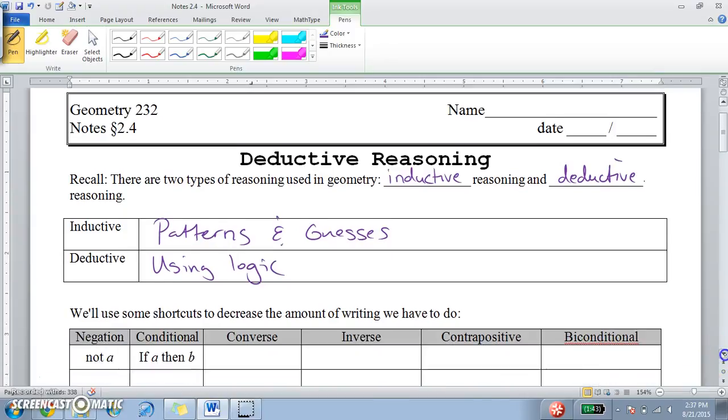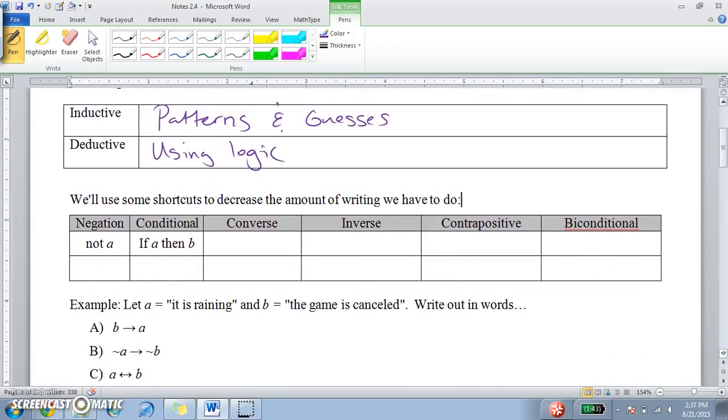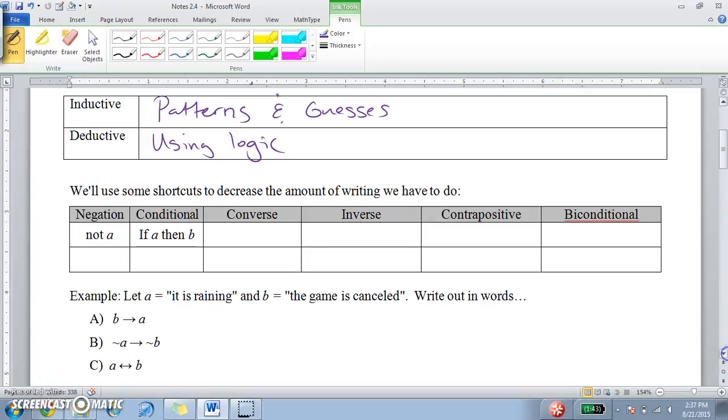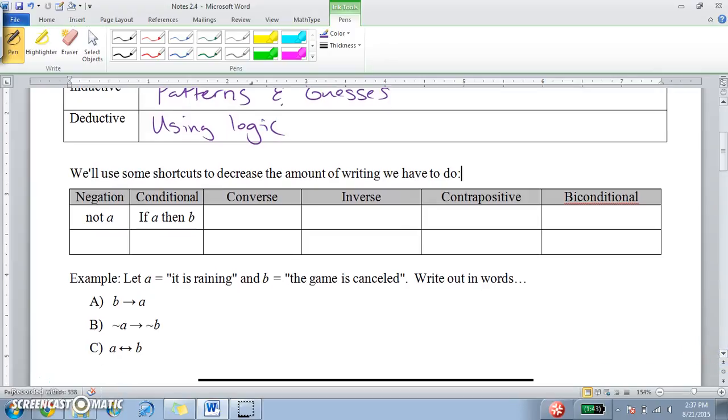So, we're going to use some shortcuts to decrease the amount of writing we have to do. We've been doing a lot of writing in this chapter so far, so we're going to use some symbols. We've talked about negation before. Negation means the opposite of something, or an event does not happen. To symbolize that, we're going to do a little squiggle and then A. This means not A. If we have a conditional statement, if A, then B, to symbolize that, we're going to draw A, and then an arrow, and then B. So this right here means if A, then B.